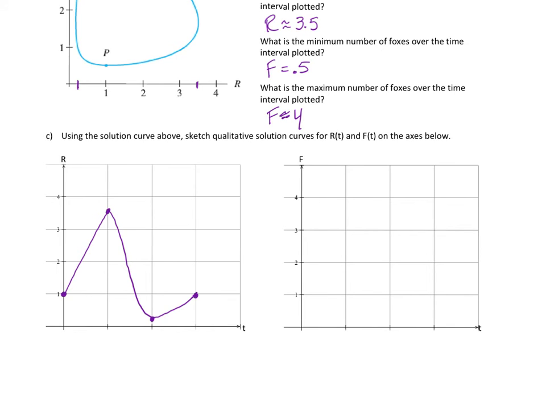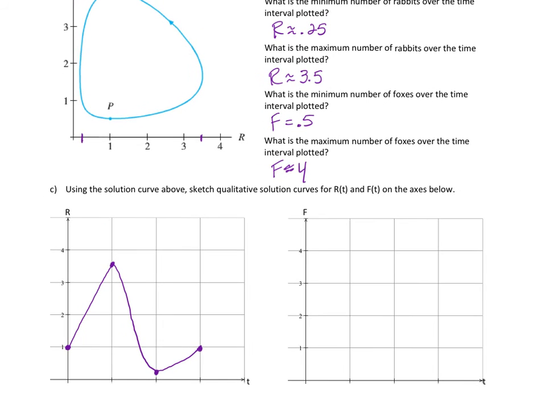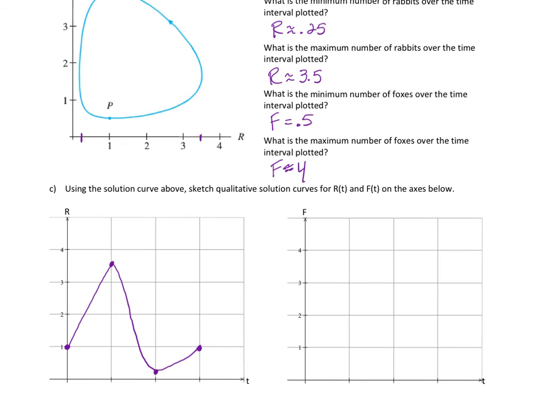I'll do a similar thing for foxes, except this time I'm looking at the vertical axis on the phase portrait. I know my initial condition right here: the vertical location of point P is 0.5, so 0, 0.5 is my initial condition. Then I follow the curve, and as I move along it, the point I'm following is moving up, moving up, moving up, still moving up.